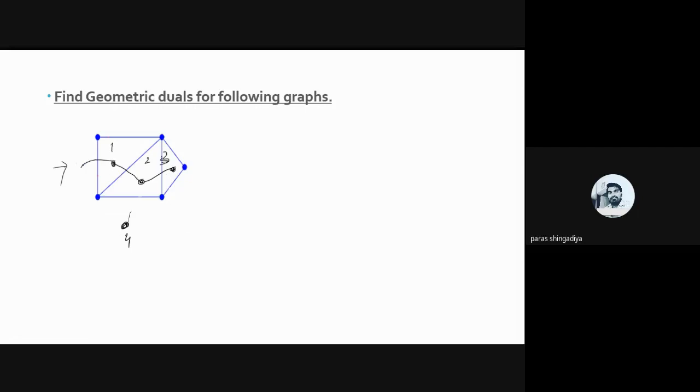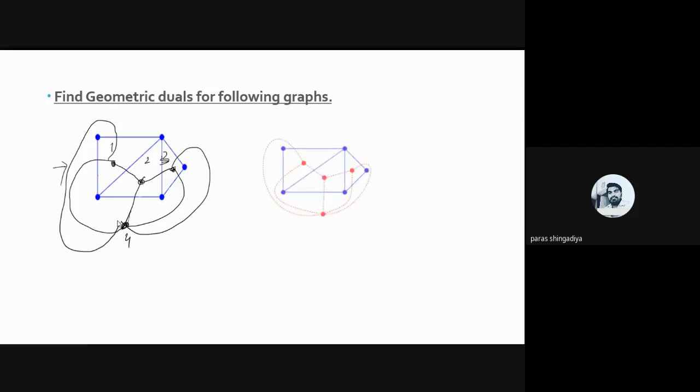Now check 1 with 4. Then 2 with 4 and 3 with 4. So this is the dual graph of that, okay? And you will get this type of answer. Now check the second one.